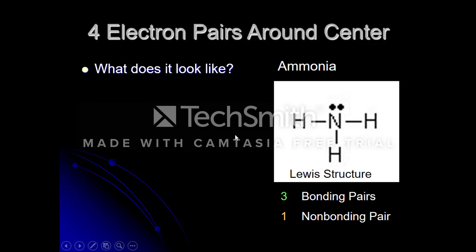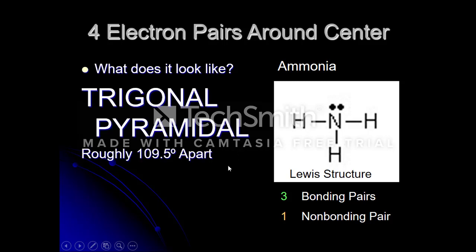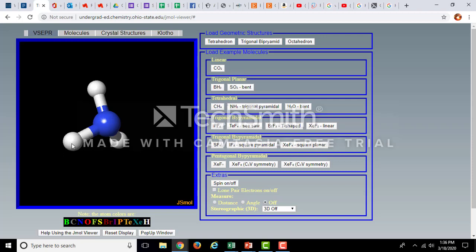And so I'm going to show you what that looks like. It's kind of like a little pyramid or a tripod. So here is the trigonal pyramidal shape, and you can see that this is different from the trigonal planar, and I'll show you that one.